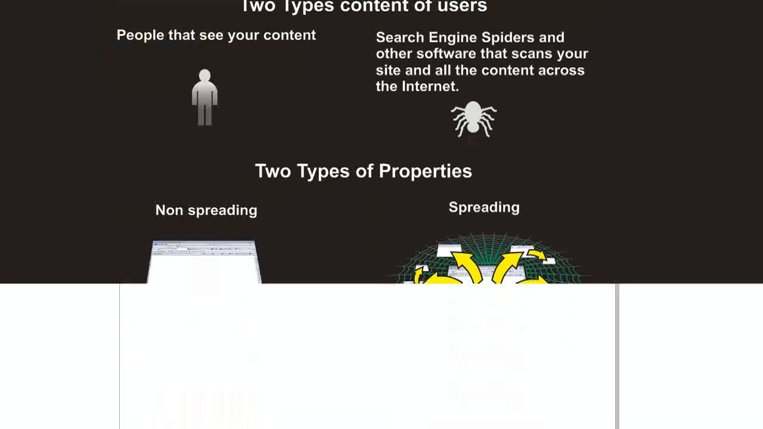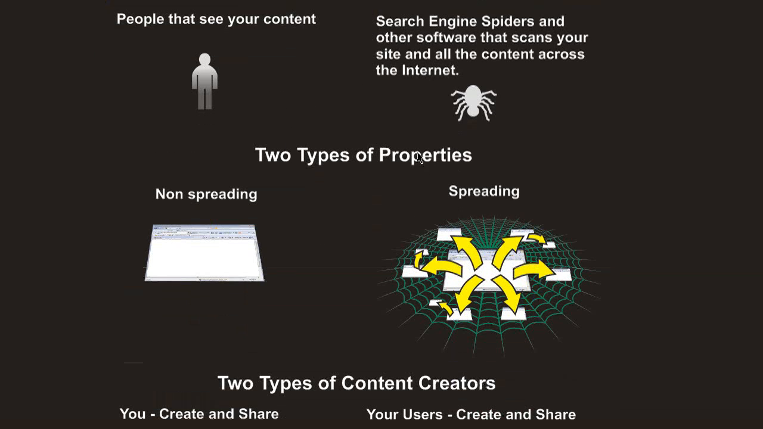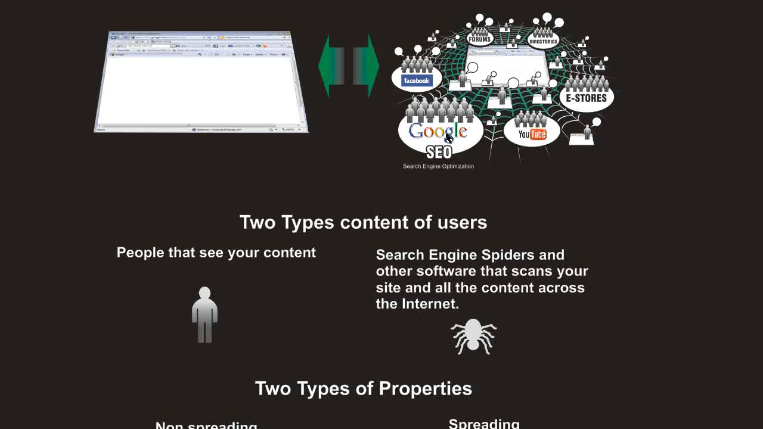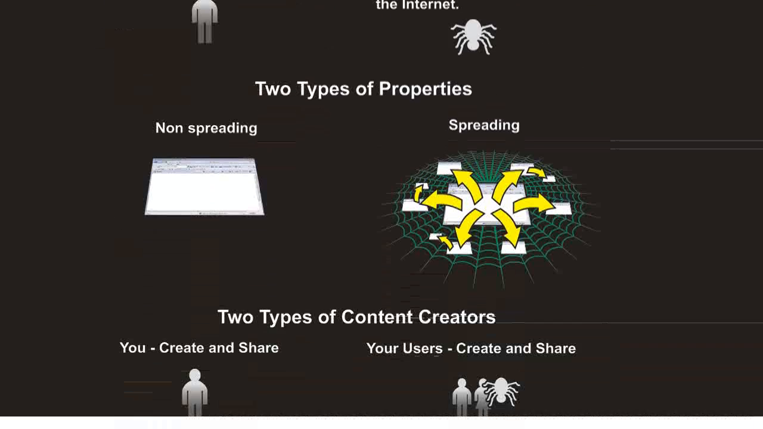The next thing that we want to be aware of is that there are two types of properties associated with content. There is non-spreading, which is basically your static web pages, maybe your shopping cart pages or something like that, which nobody's going to take and share across the internet unless you've got a sale or something like that going on. And then there's spreading, which might be like your YouTube content that you create, that other websites will take and share in their blogs and on forums and things like that with their friends and visitors to their websites, and that would be spreading content.